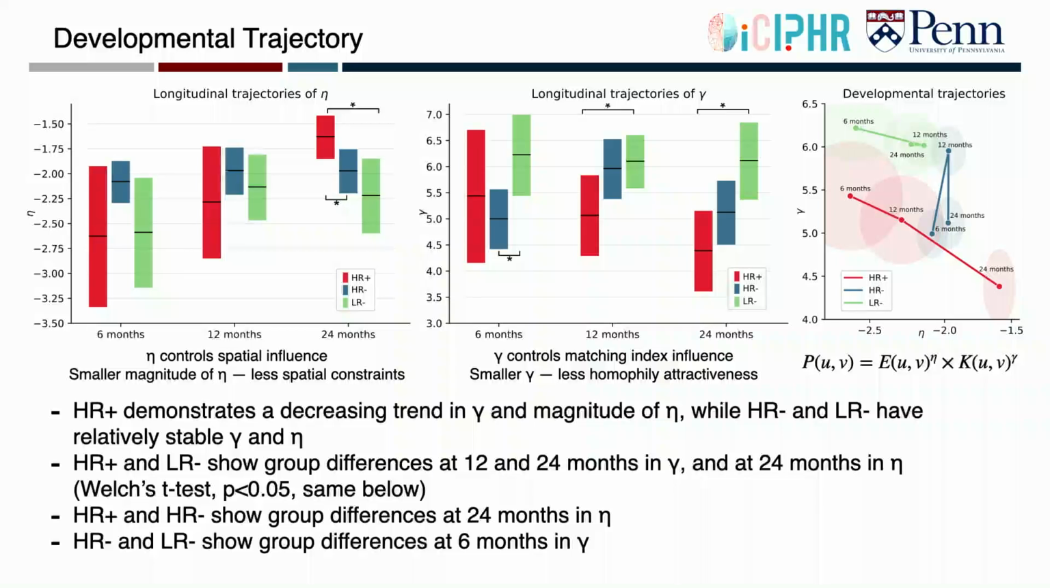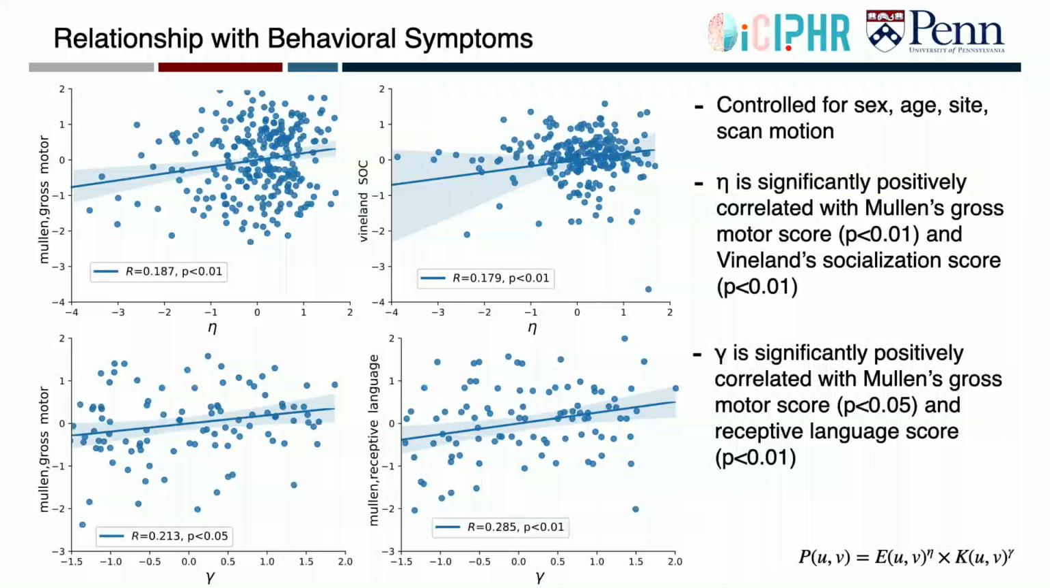We further analyzed the relationship between model parameters and behavioral scores using a mixed effect linear model, controlled for sex, age, size, and scan motion. We found that eta is significantly positively correlated with Mullen's gross motor and verbal socialization score. Gamma is positively correlated with Mullen's gross motor and receptive language score.